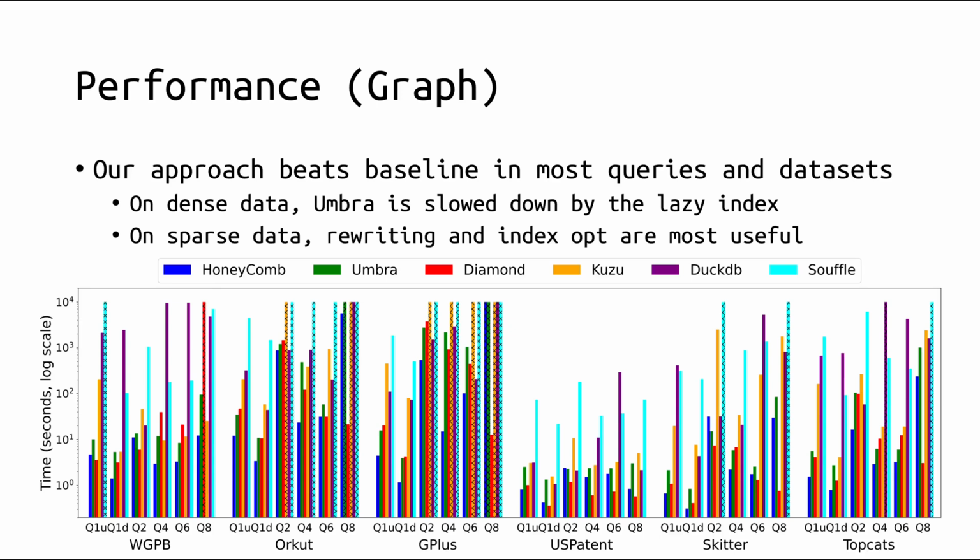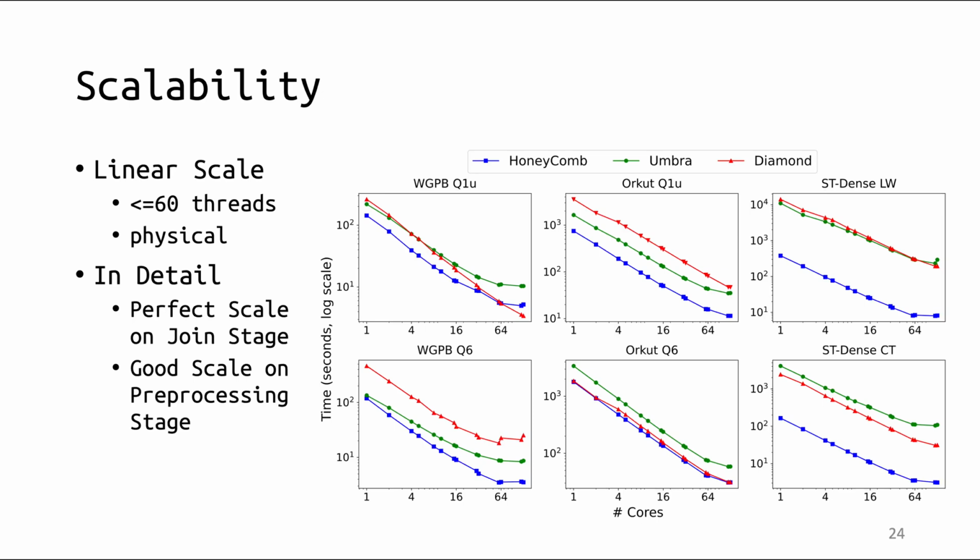Besides, on sparse data, our rewriting and CoCo index give us the edge, and HoneyComb continues to outperform the other systems. But the gap between HoneyComb and Umbra or Diamond narrows, since their lazy trie construction is more effective for sparse data. Listeners who are interested may consult the paper for further details and discussion on other queries, datasets, or systems.